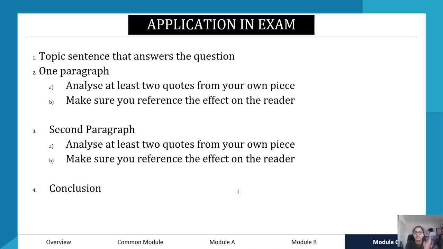With your reflection, here's a little structure for you. Have a topic sentence that answers the question. In the first paragraph, analyze at least 2 quotes from your own piece, and make sure you reference the effect on the reader. Second paragraph, same thing: at least 2 quotes from your own piece, and reference the reader. Also remember to have quotes for the techniques you're using from your prescribed text in each paragraph. So you're aiming for about 3 quotes per paragraph: 2 are going to be your own, and 1 is going to be from the prescribed text.